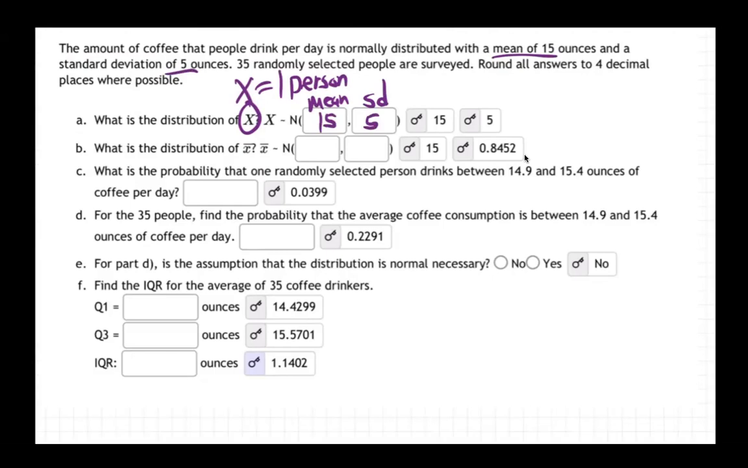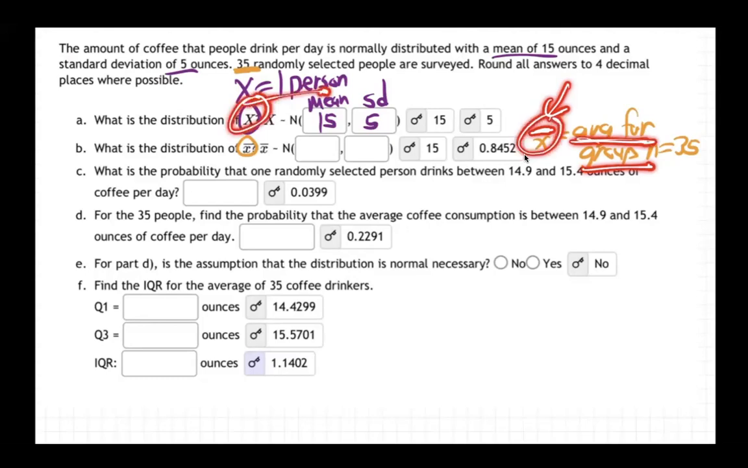But then when we come on down here for X bar, I'll write it over here, is the average for a group. In this case, n equals what, 35? Right, it says it right here, 35 randomly selected people. So whenever you see a bar over X, that always means the average for a group. That's what that bar over a letter means in statistics. That's just our lingo, our notation. So just plain X is just one person. X bar is the average for a group.